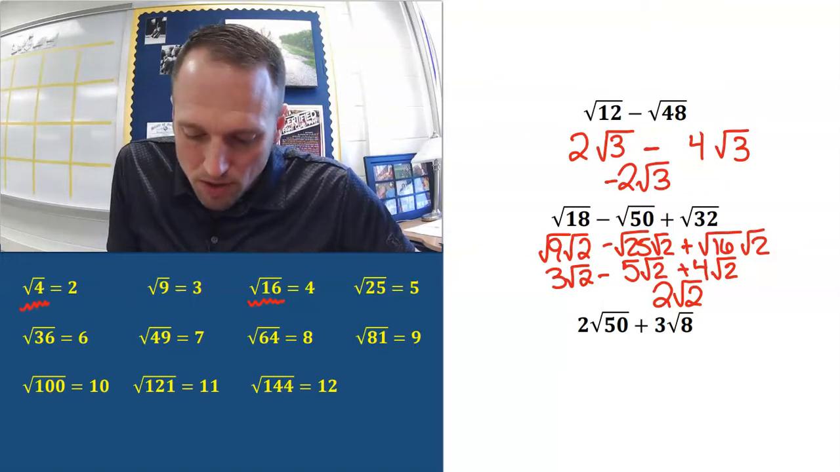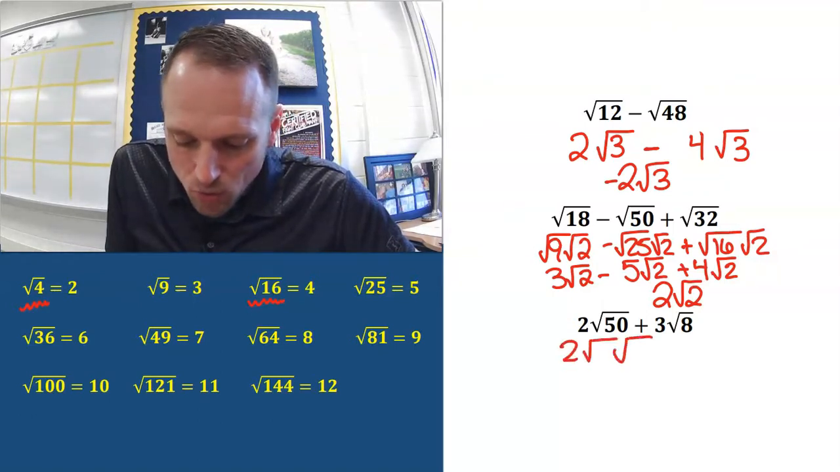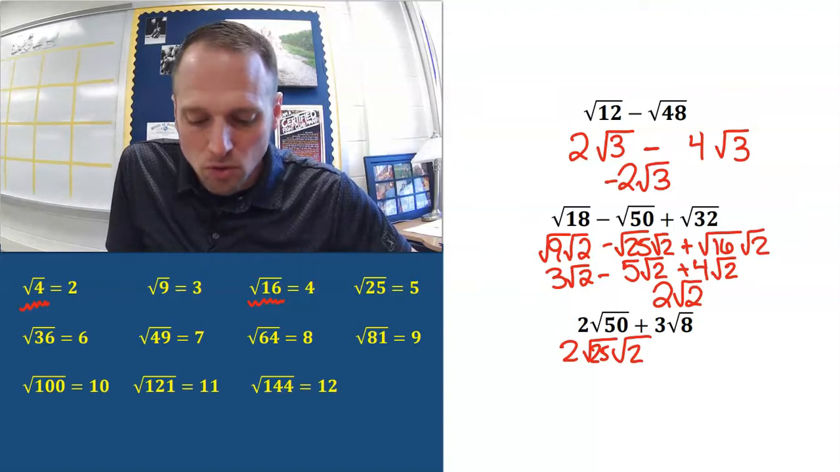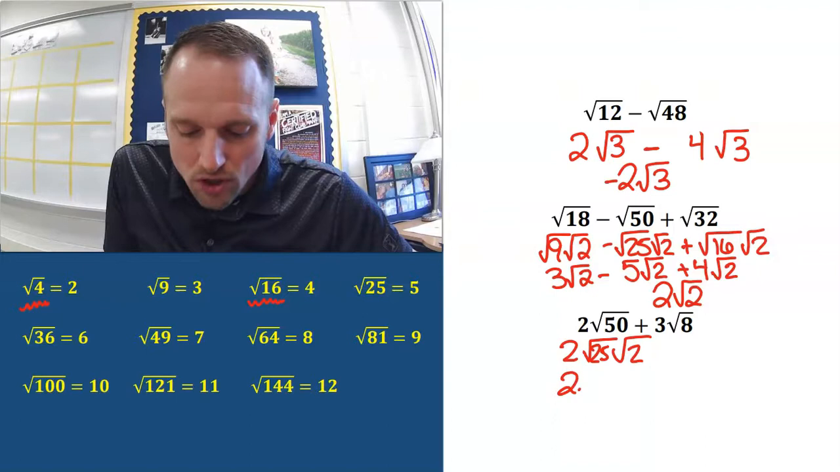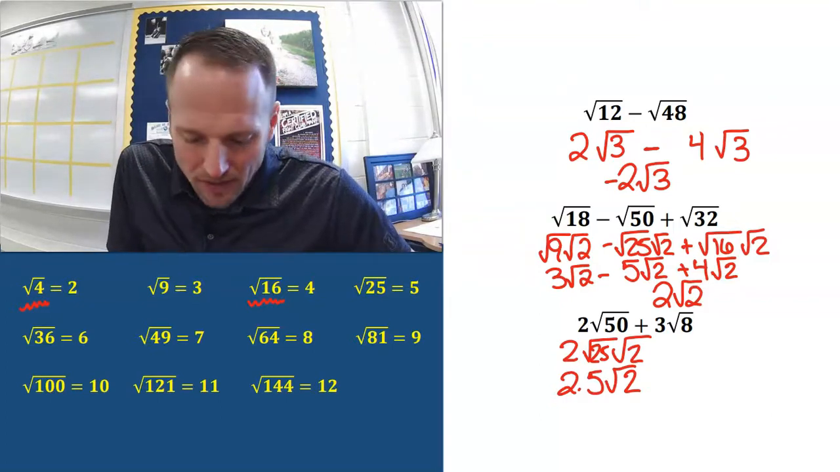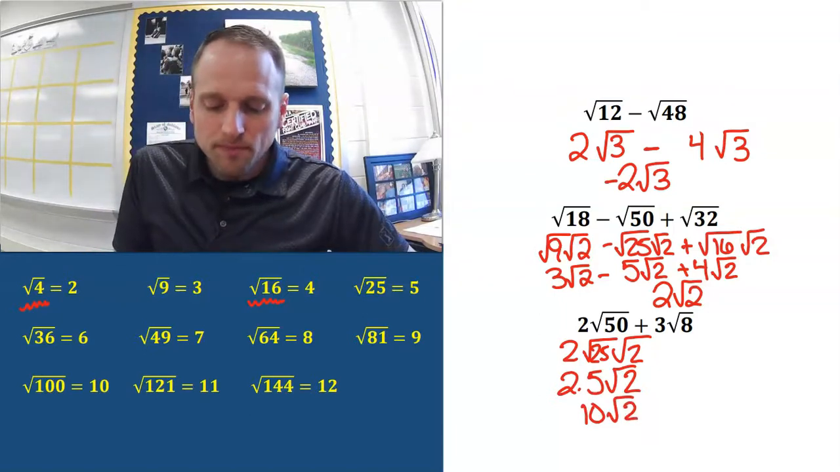All right, so 2 root 50, so that 2 is going to stay there. Root 50 is what times what? Root 25 times root 2. That's what root 50 is. So we've got the 2, and root 50 is root 25 times root 2. So this is just 2 times, root 25 is 5 root 2. Let's simplify that. What's 2 times 5? This is just going to be 10 root 2.